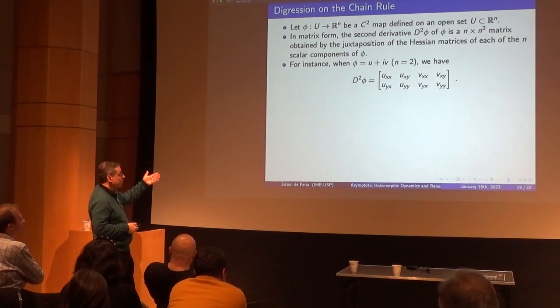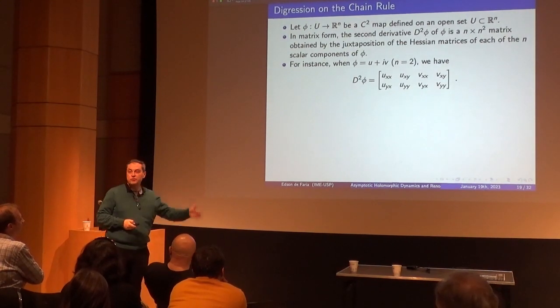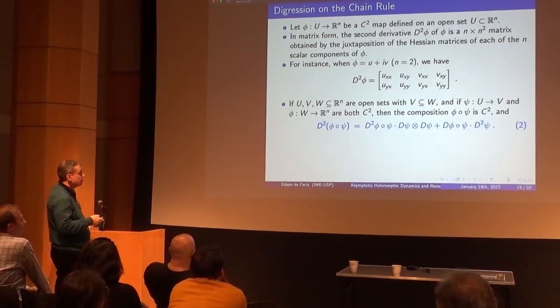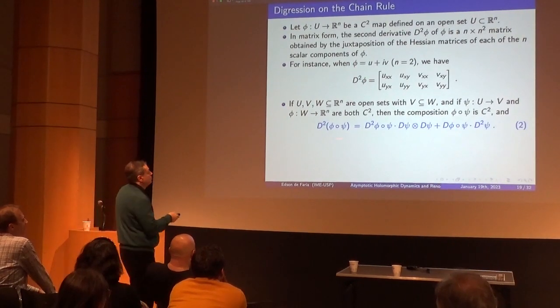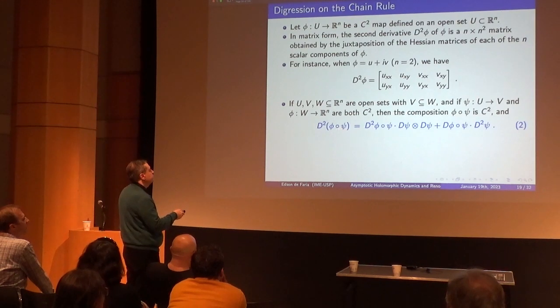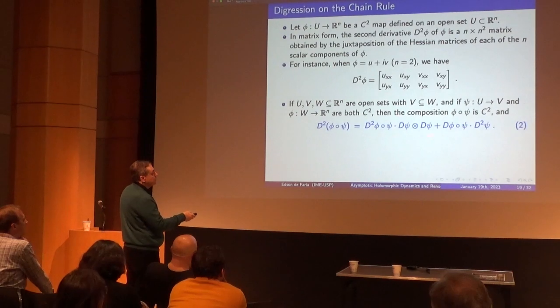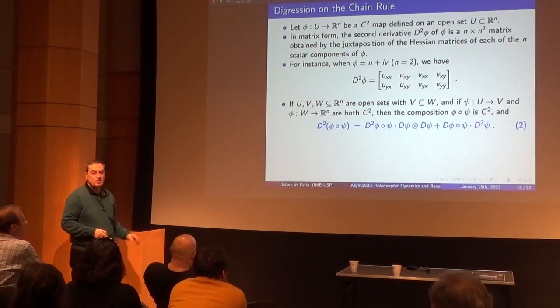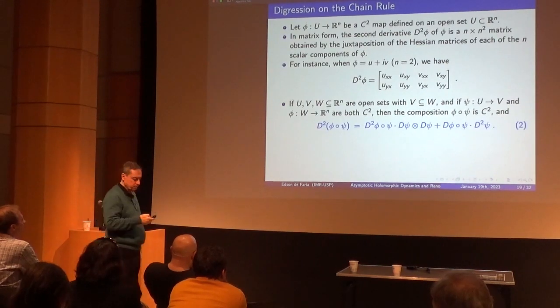Now, suppose you want to calculate the second derivative of a composition of two such maps. You get this formula: the second derivative of the composition is going to be the second derivative of the first map composed with the second, or maybe you want to call this one the first and this one the second, it doesn't matter, times the tensor product of the first derivative with itself. That's the Kronecker product of matrices.